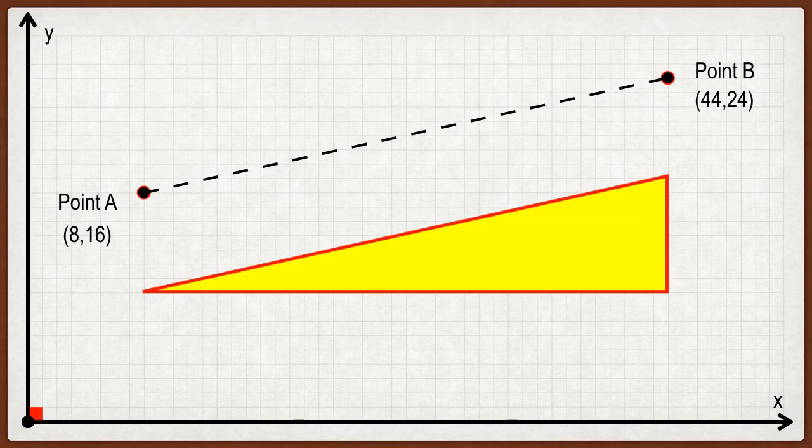The distance from point A to point B, in this diagram anyways, is the hypotenuse of a right triangle, which I've reproduced in yellow. The width of it is 36 meters. The height of it is 8 meters. Why is that? Well, 44 minus 8 is 36. The two x coordinates are 44 and 8, so 44 minus 8 is 36. And the two y coordinates are 16 and 24, so 24 minus 16 is 8 meters.